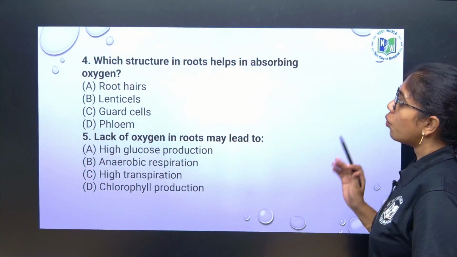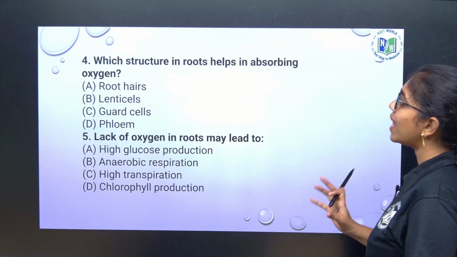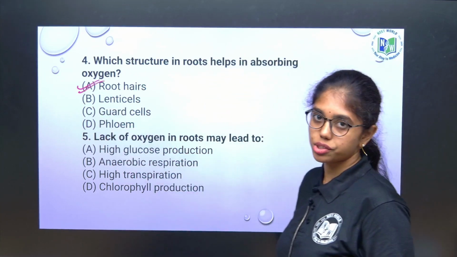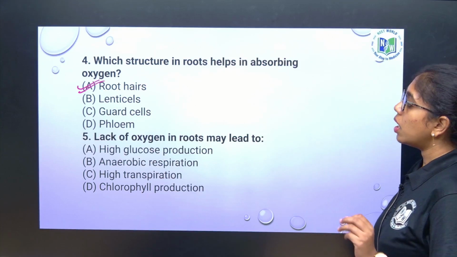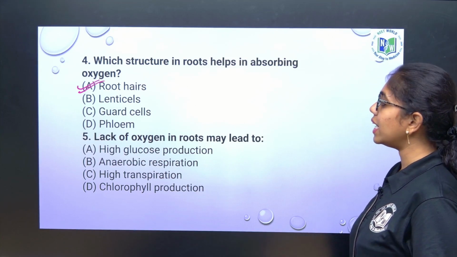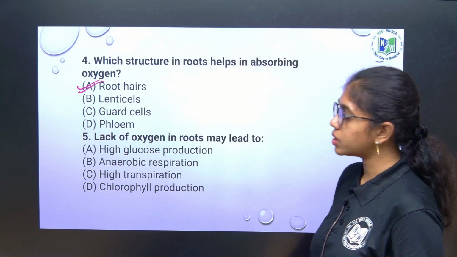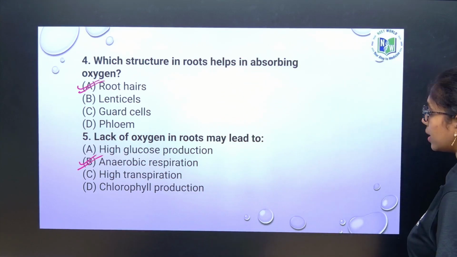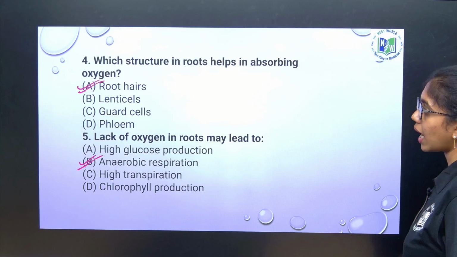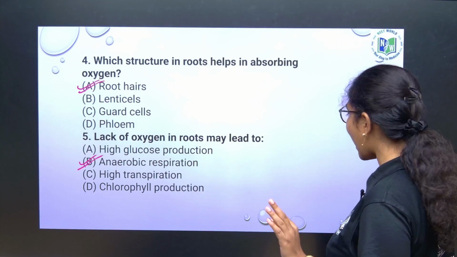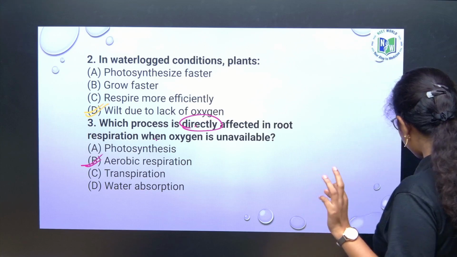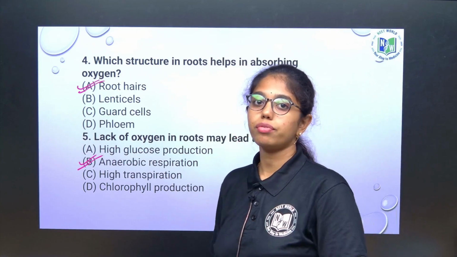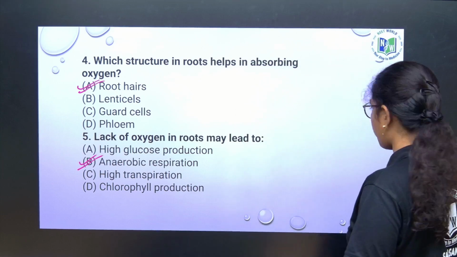Next, which structure in the roots helps in absorbing oxygen? It is of course root hairs. Next, lack of oxygen in roots may lead to what? Anaerobic respiration. Fine. So, yes, all this is clear, right. With regards to case study 3, you just have 2 direct questions, the rest 3 are application only. Based on the question and the case study you have to answer. It is not directly given in the passage.